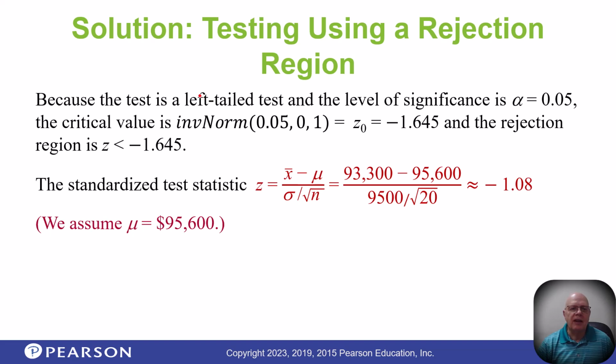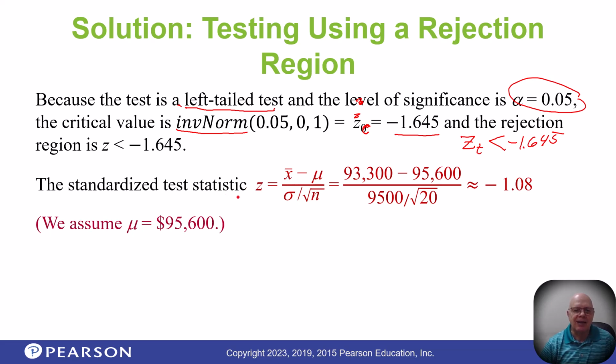Next, it's a left-tailed test because we're thinking the salary is less than, and the level of significance is 0.05. So we use inverse normal to get the critical value, which I call z sub c. So we're going to be comparing it with negative 1.645. In other words, we're going to check and see whether the standardized test statistic is less than negative 1.645. Then it's time to calculate the test statistic.